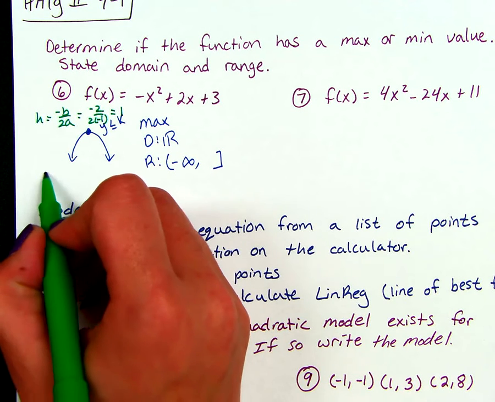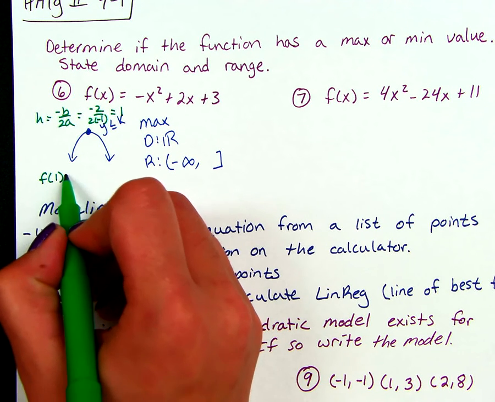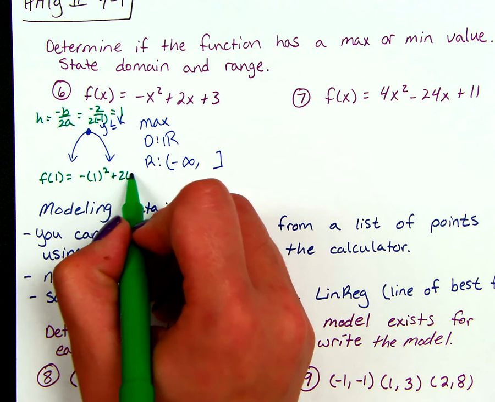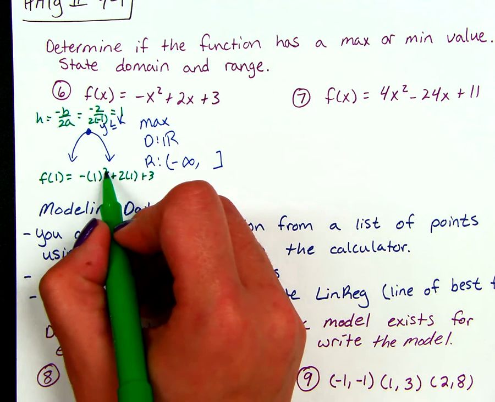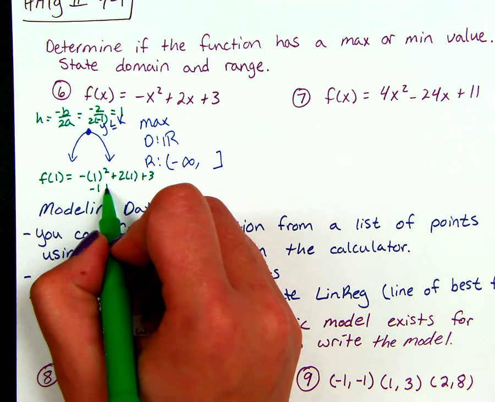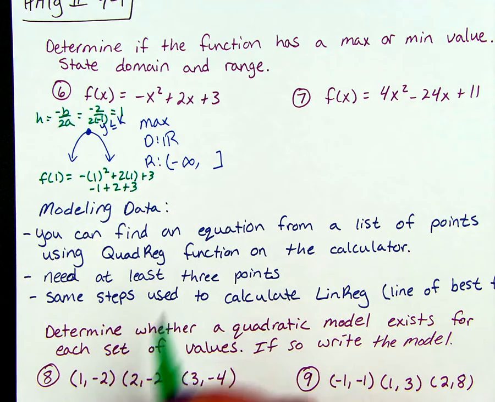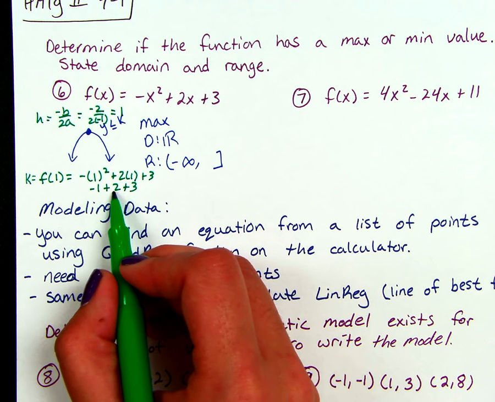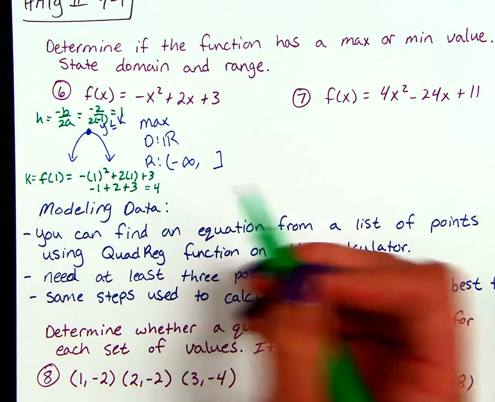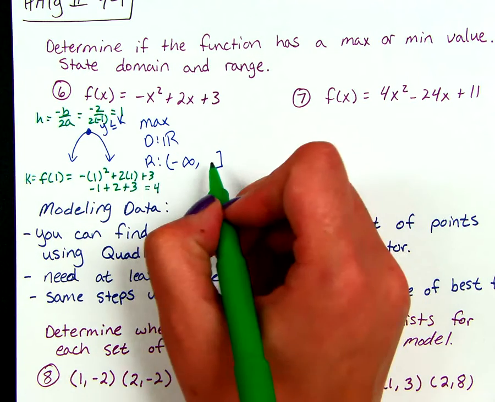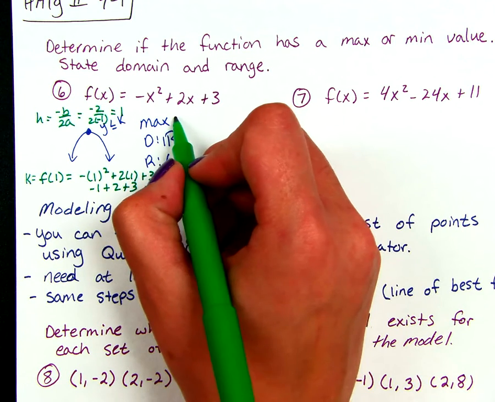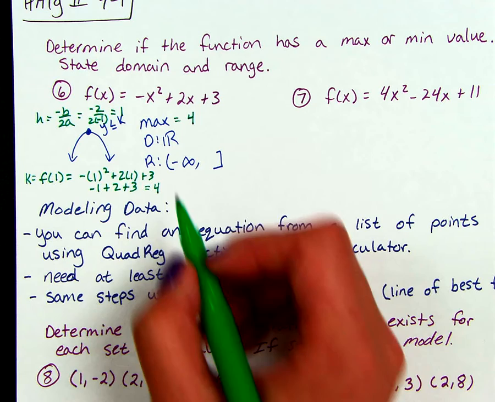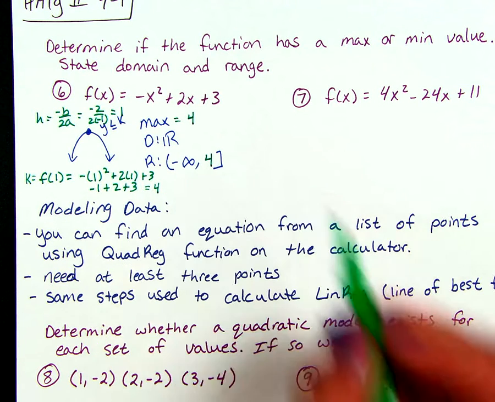So now if we do f of 1, we're just substituting 1 in for all of the x's, and then we're going to simplify. So 1 squared is 1, and then we have that negative in front, plus 2 plus 3. So negative 1 plus 2 is 1, plus 3 is 4. So that is our k value. So that means that our maximum value is 4, so the highest y value, and then our range is going to be from negative infinity to positive 4.